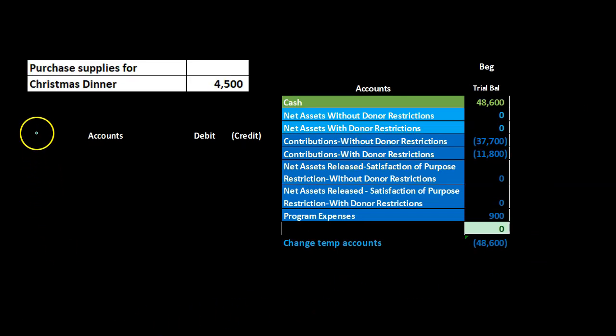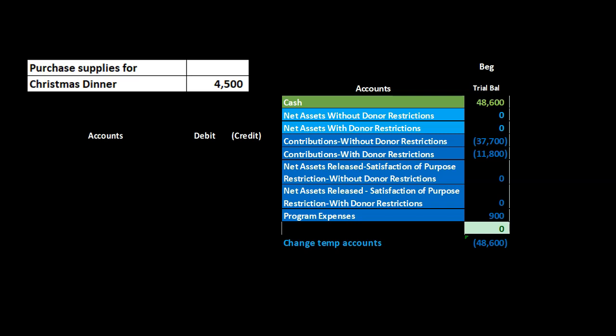Next transaction. We're going to have the purchase of supplies for Christmas dinner. So now we're purchasing supplies for that Christmas dinner. That's going to be, you'll recall, one of the things that we had a restriction for in a prior transaction where there was a donation. However, it was restricted to be spent on the Christmas dinner. So now we're spending it.